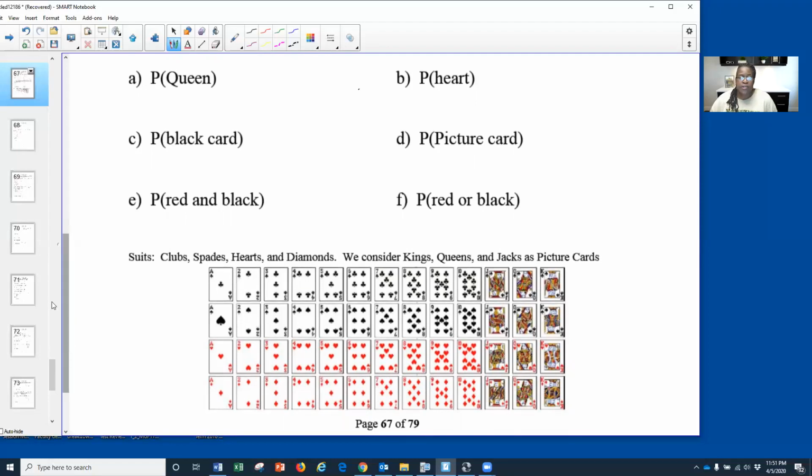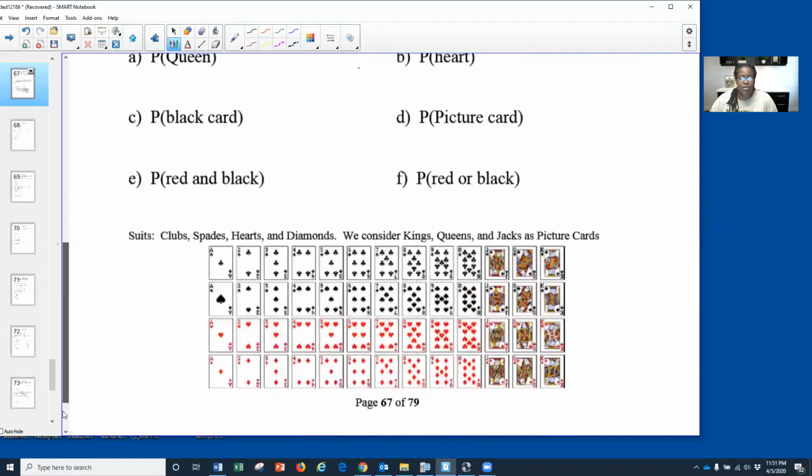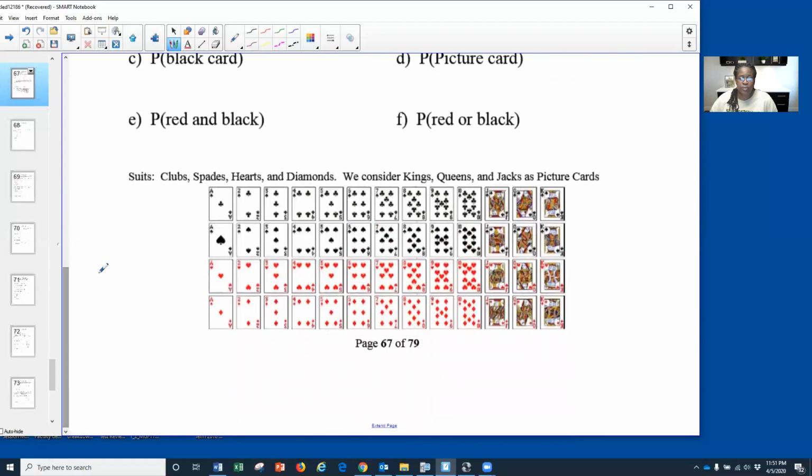Okay. So our problem says, suppose we are drawing a single card from a standard deck of cards. And they want us to find the probabilities in these situations. So we're talking about this standard deck of cards. Let's take a look at it. Here we have a standard 52 card deck. This does not have jokers in it. If you are familiar with the deck of cards, you have 2 jokers in there, so that does not include those.